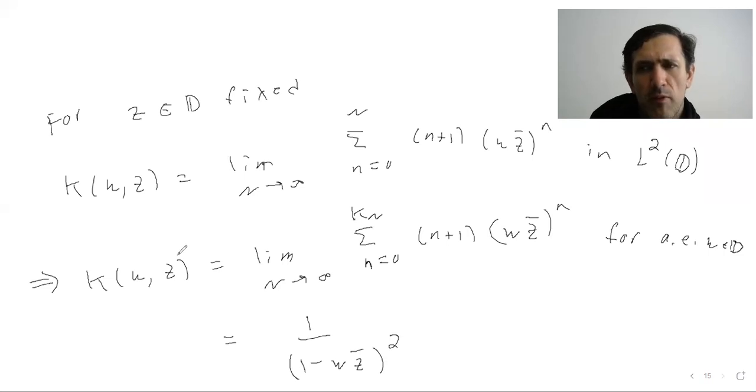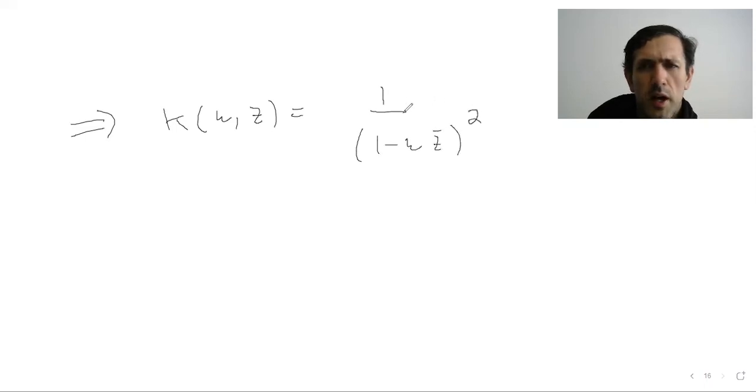Right, so what do we have? For almost every w, k_w of z, for fixed z, is going to be equal to 1 over (1 minus w z bar) squared. Well, we know k_w is holomorphic. For fixed z, this is in the Bergman space. So we know that this is true for all w, and this was true for all fixed z. So for all w and z, we have that k_w(z) is going to be equal to 1 over (1 minus w z bar) squared.